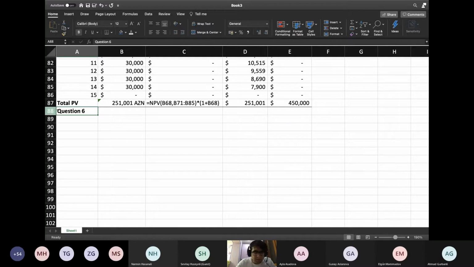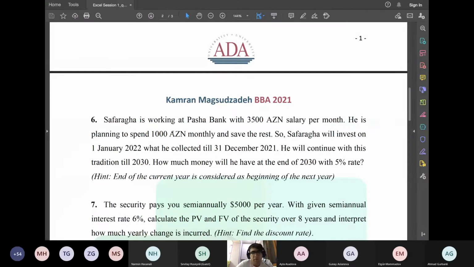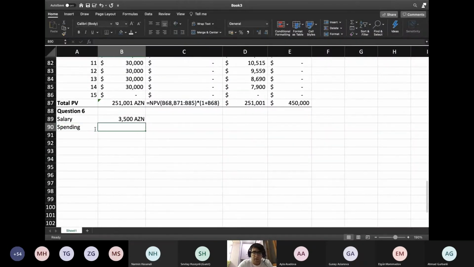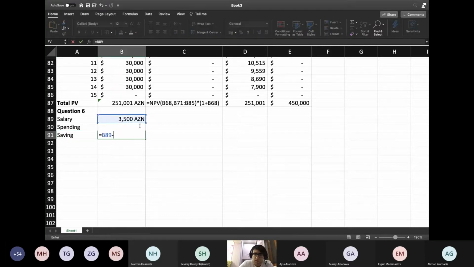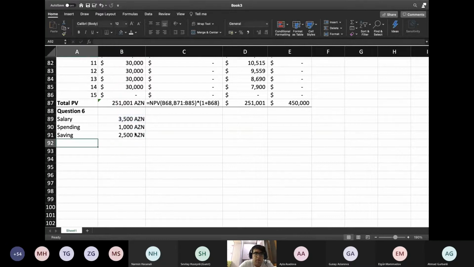Let me look at the given data. We have a salary of 3500 AZN. Safaragha is planning to spend 1000 AZN. So how much money is left in his hand per month? Just exclude 1000 from the salary. So the saving is 2500. The investment, the yearly investment amount, should be this amount of money. And we have the rate. How much rate do we have? 5%.